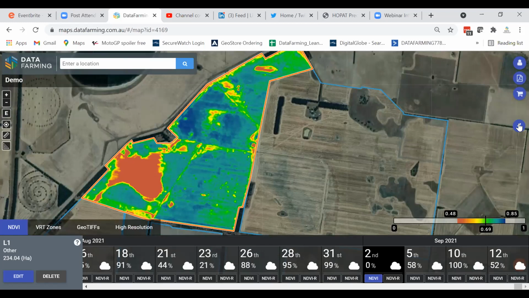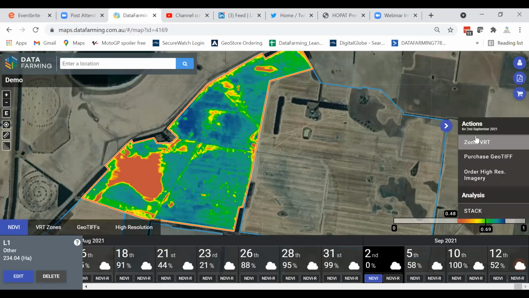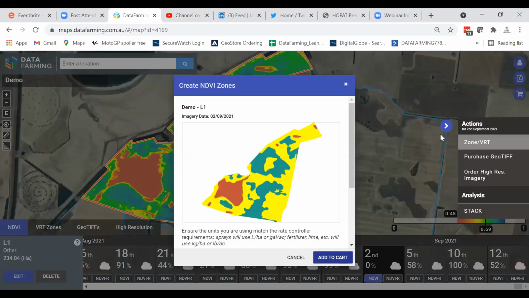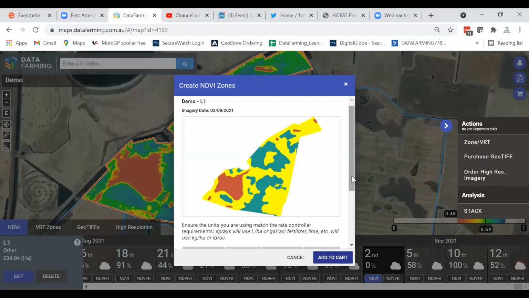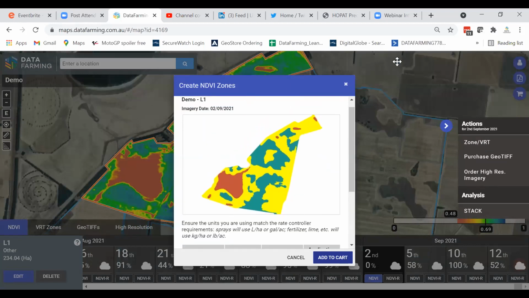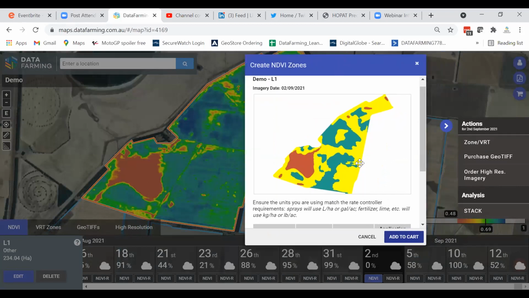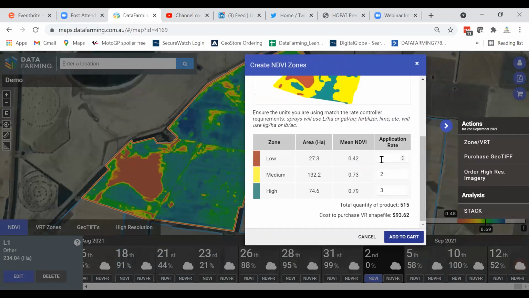If you want to do some rapid zoning, I mean, there's a range of other software to do this, but on here it auto creates 3 zones for you. So on that image date, you click zone VRT, and that separates that image into 3 zones, which is what we did on Trent's place. You simply add the rates. Might have 1,700 kilos here and 2,000 kilos here and 3,000 kilos here.